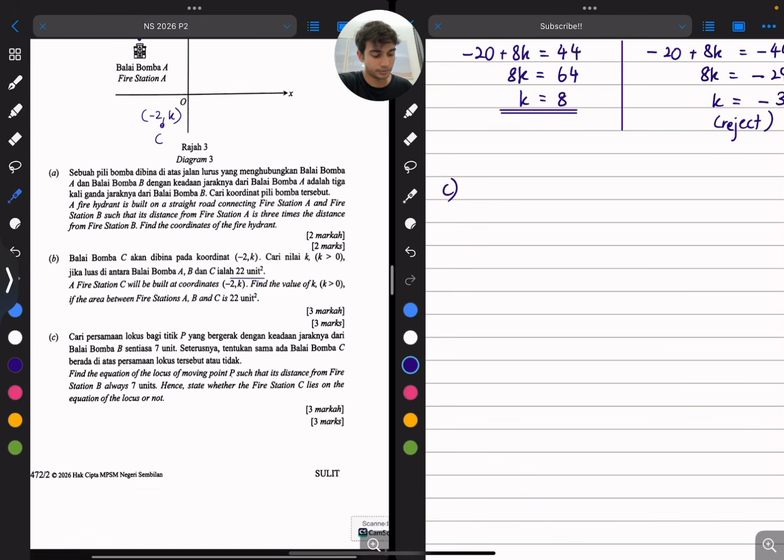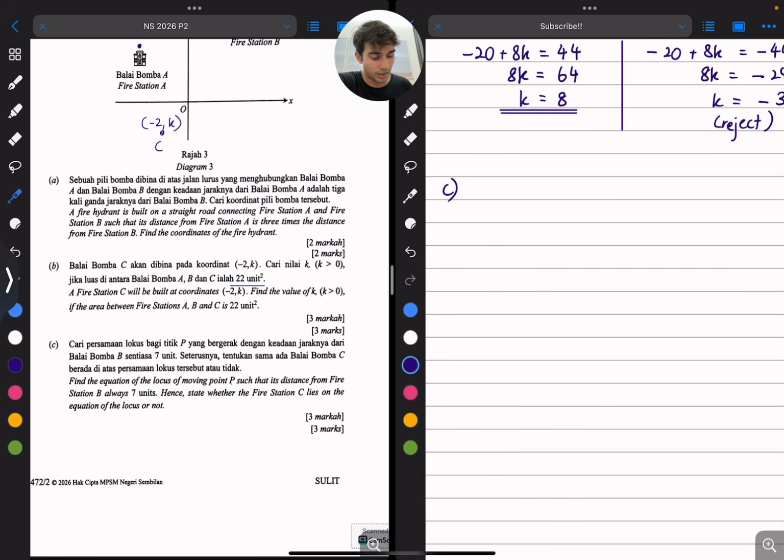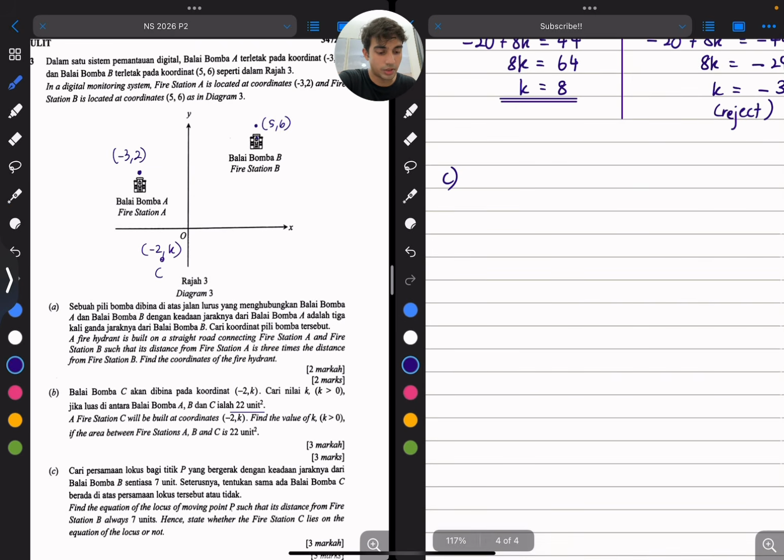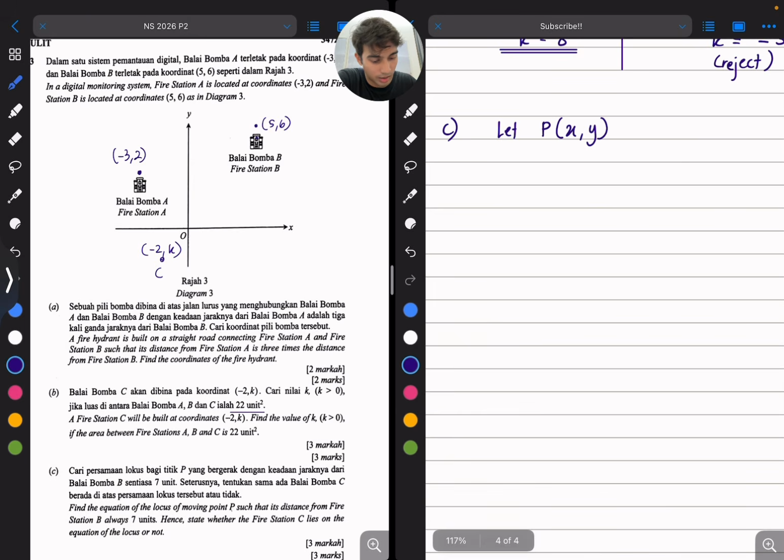Hence state whether, the hence part will come back later. Let's find the locus first. To find locus, you always use a distance formula. So we can let coordinates P be (x, y), because P is a moving coordinate, so it will be a variable. So from P, let me just draw here.